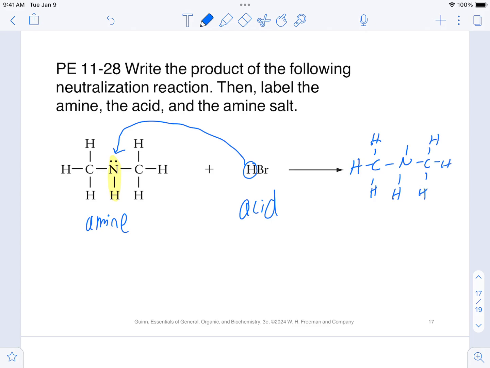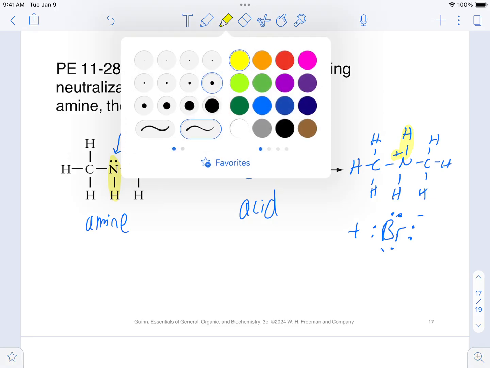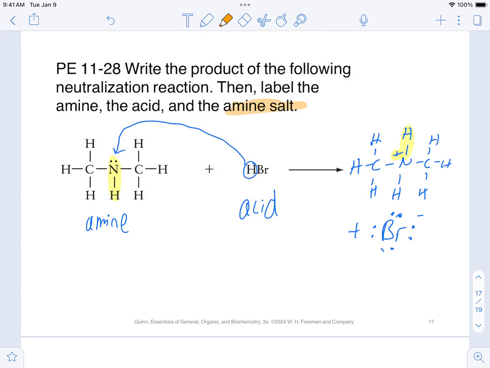And now this N, instead of having a lone pair, is going to have an H up here, and then it's positive. And then for the acid, the conjugate base will just be Br, which now has a negative charge. So your amine salt is both of these. So you'd want to label that your amine salt.